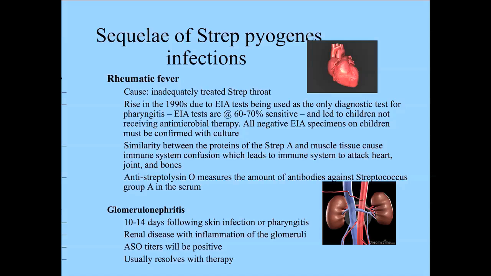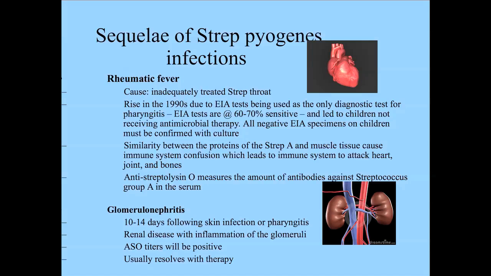The enzyme immunoassays were only about 60 to 70% sensitive, so some of the beta strep A pharyngitis was not being treated adequately, and this was thought to be one of the issues with the rise in rheumatic fever during the 1990s. There is a similarity between the proteins of strep A and muscle tissue causing the immune system confusion, which leads the immune system to attack the heart, joints, and bones, in the sequelae of strep A known as rheumatic fever. The anti-streptolysin O can measure the amount of antibodies present and help in the diagnosis.